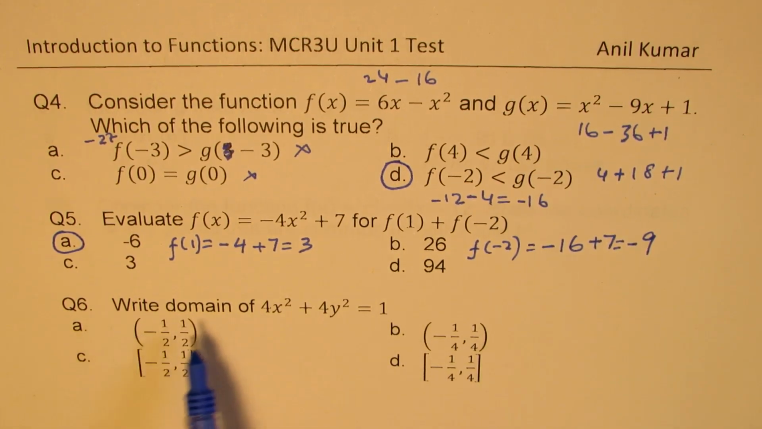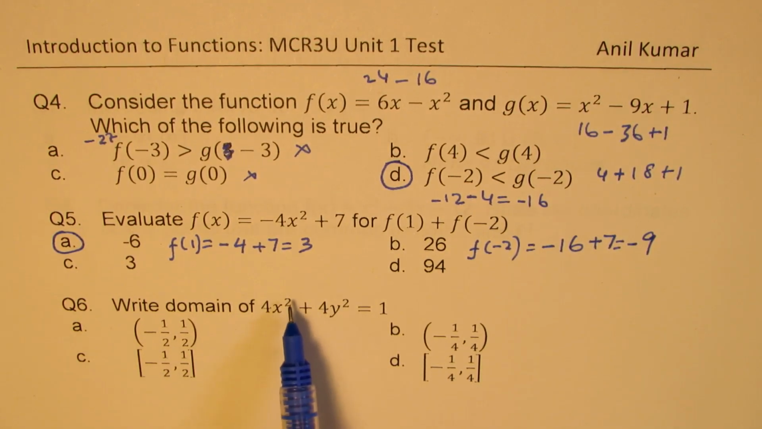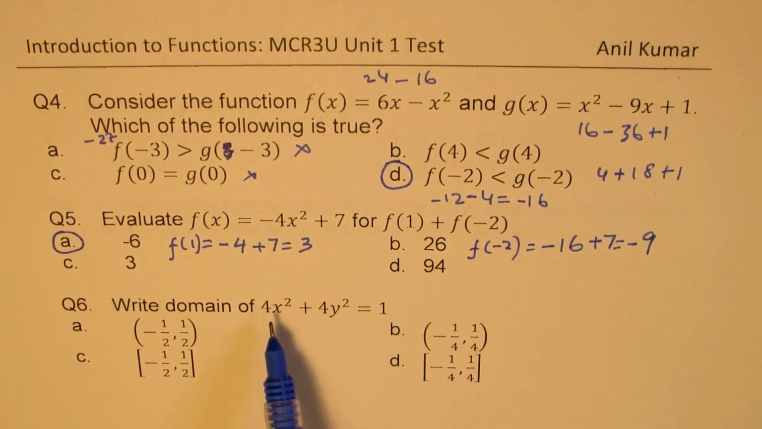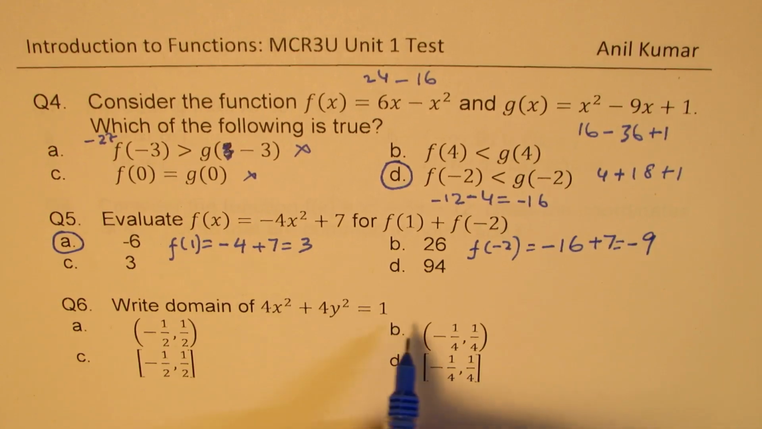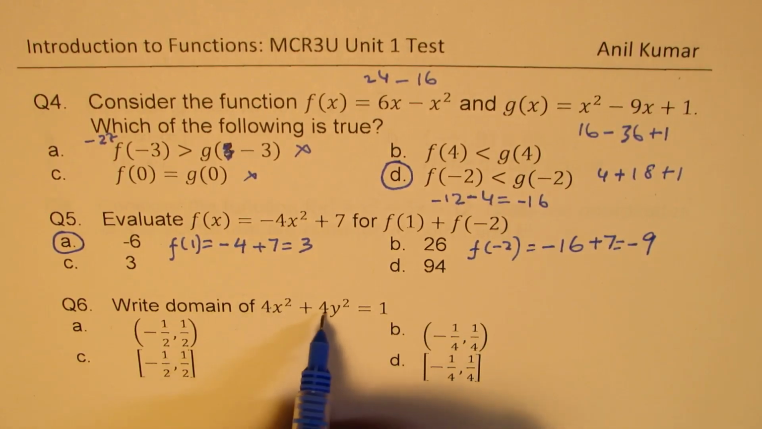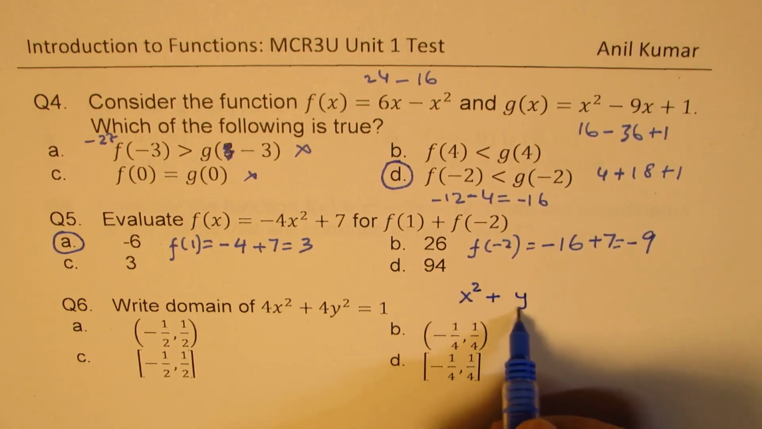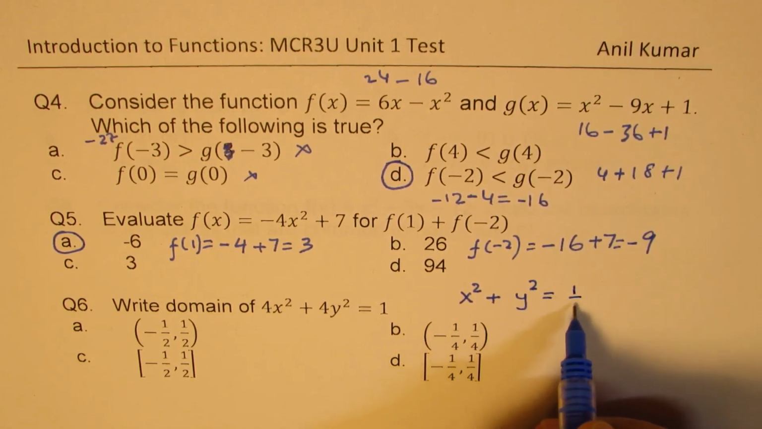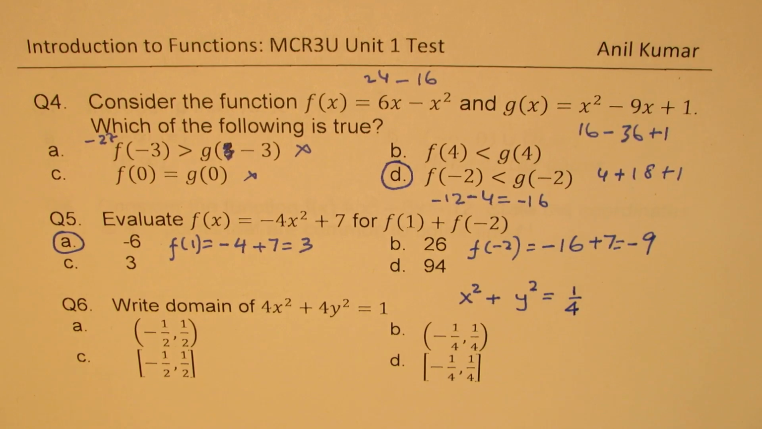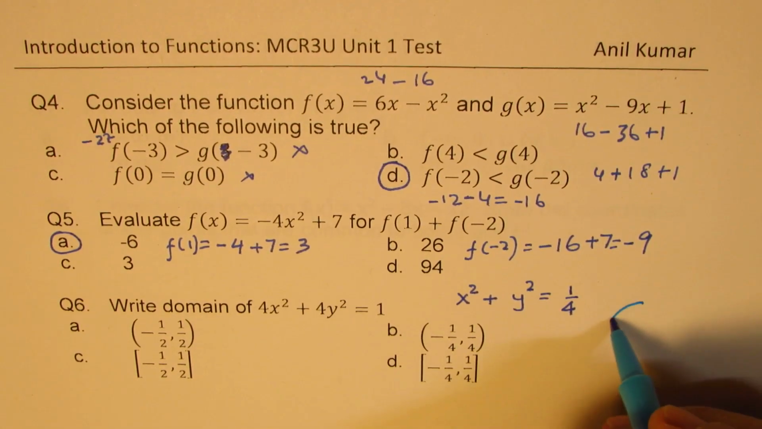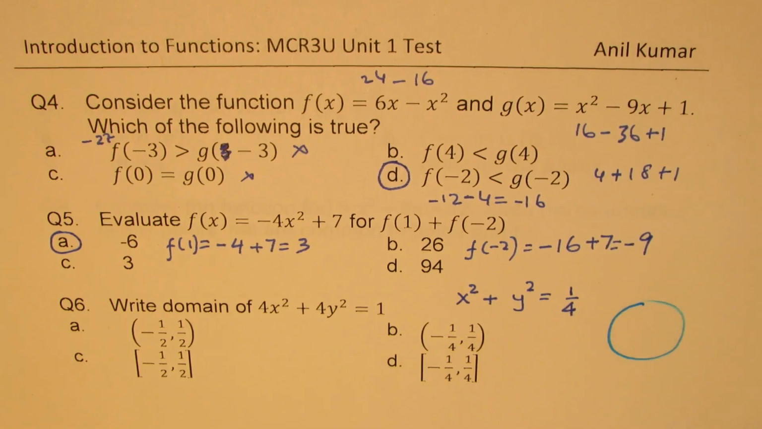Now, write down the domain of 4x squared plus 4y squared equals to 0. Now, you need to modify this equation, correct? Dividing by 4, we could write this as x squared plus y squared equals to 1 over 4. That means we are talking about a circle. So we have a circle here with center at 0.